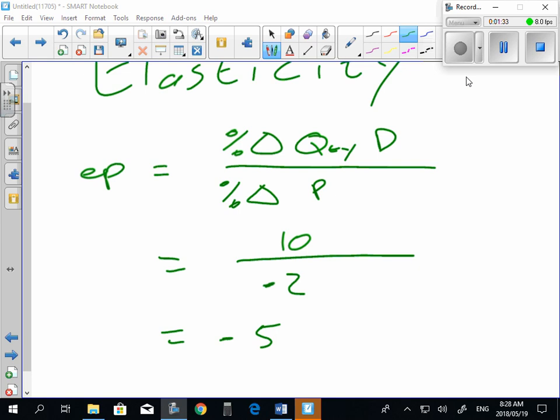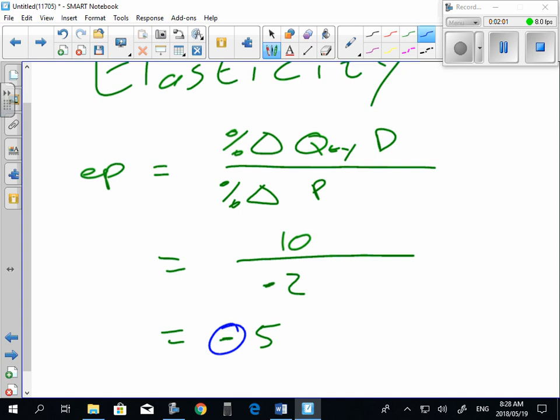So firstly, you got a minus sign there. The plus or minus sign before your answer, before your elasticity coefficient, indicates the relationship between the two variables. So like we said, when price increased, quantity demanded decreased. There is an inverse or negative relationship between those two variables. So that's the first piece of information that you get out of there.